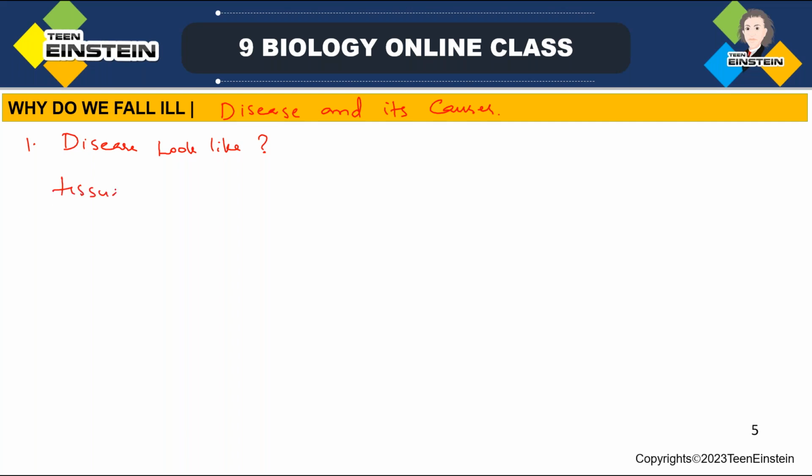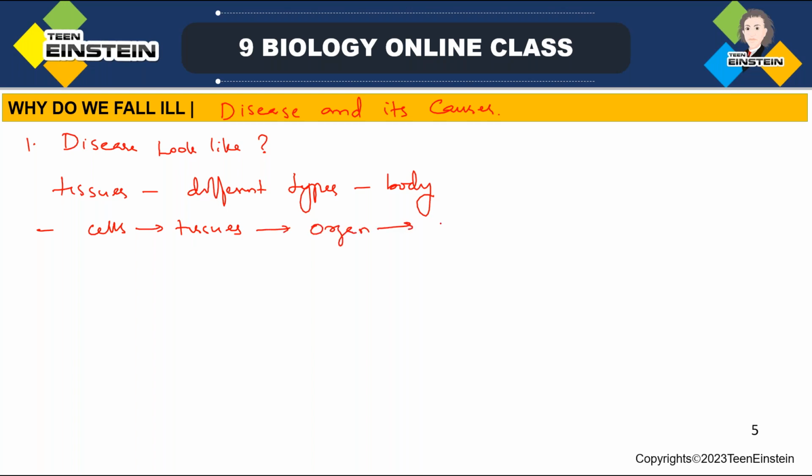We know that different types of tissues are there in our body, and different types of cells. The cells make tissues. A group of cells having the same work will make the tissues, and they make the organs, then the organ system, right? So like that you can see the division of labor. According to the division of labor, different types of organs, organ systems, tissues, everything is there. That makes up the physiological system, or the organ system, through which our body functions.